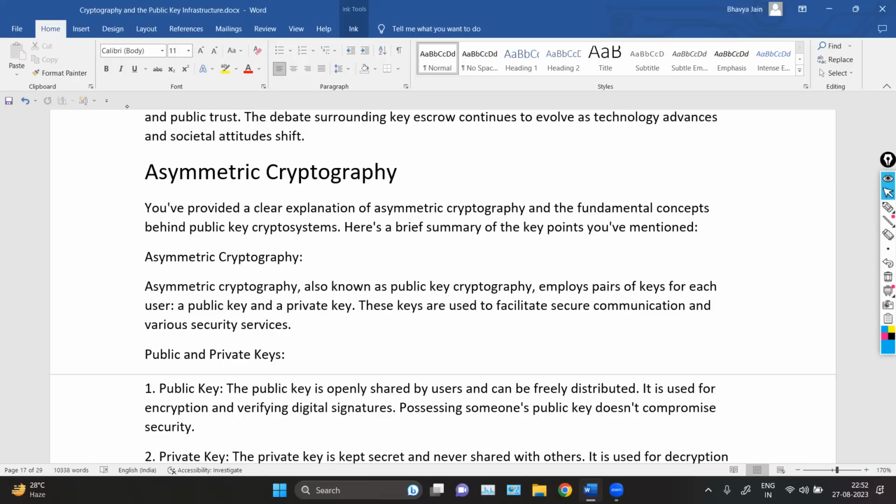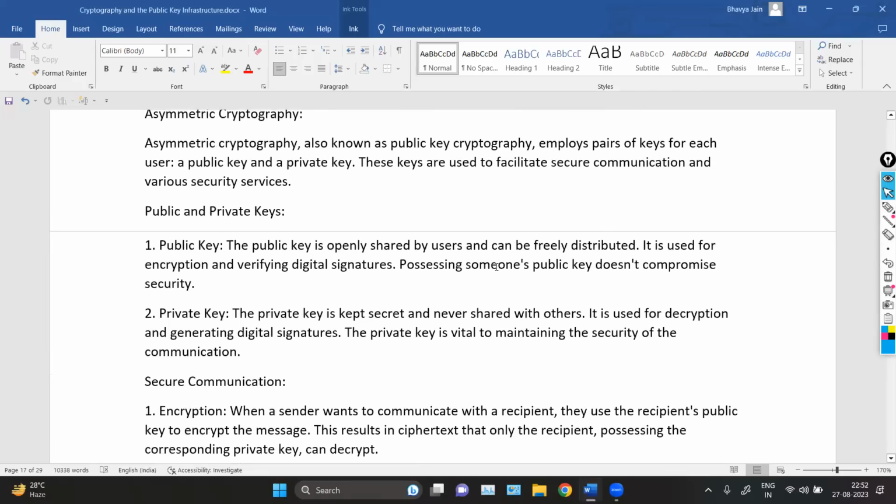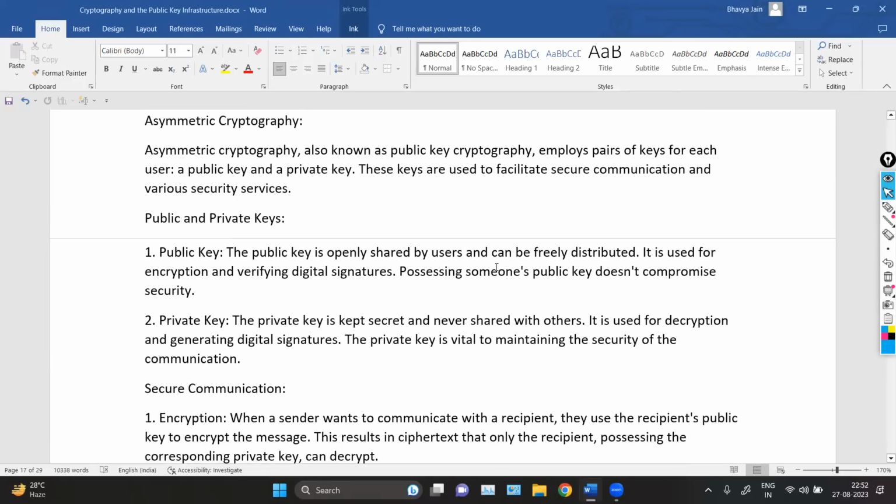Then we have asymmetric cryptography. Asymmetric key stands for public key cryptography, which employs pairs of keys for each user. We have a public key and a private key. Let's say the sender wants to send a message. The sender will encrypt the message with the receiver's public key, and when the receiver receives the message, the receiver decrypts it with its own private key, which we have already discussed.